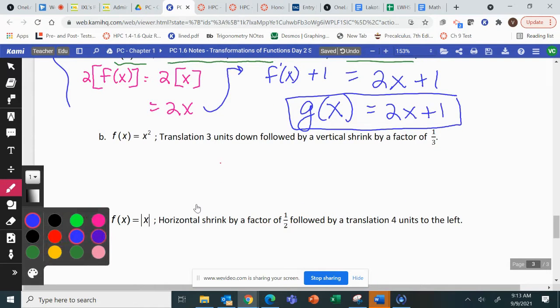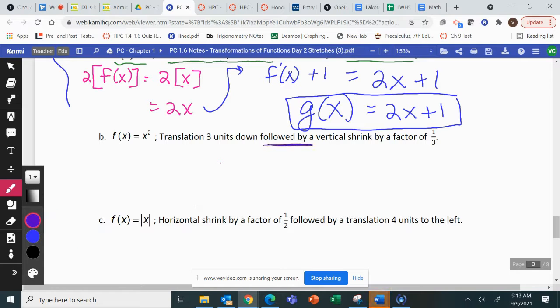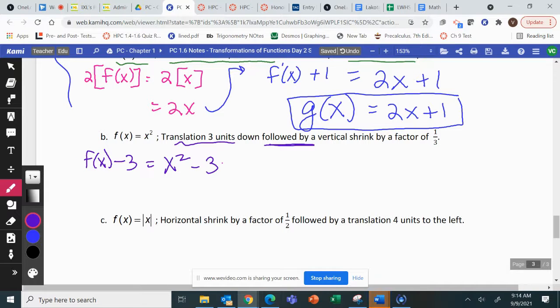Next one says the function f of x equals x squared. We're going to do a translation 3 units down, followed by a vertical shrink by a factor of 1/3. So the first thing that I'm going to do is a translation 3 units down. So I've got my f of x, and I'm going to minus 3. So my function is x squared minus 3. Then I'm going to pause and simplify. Not really anything to simplify here. And so our new function is x squared minus 3.